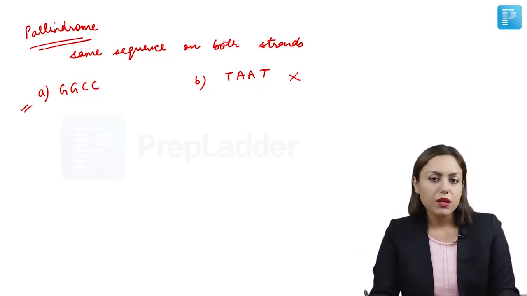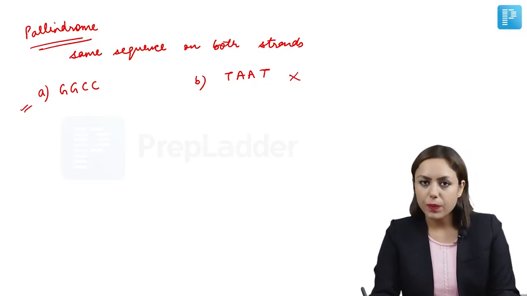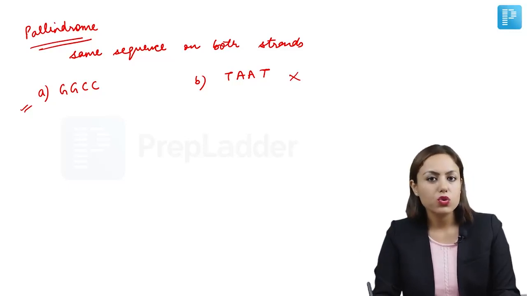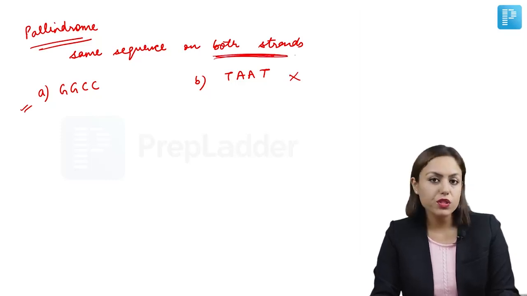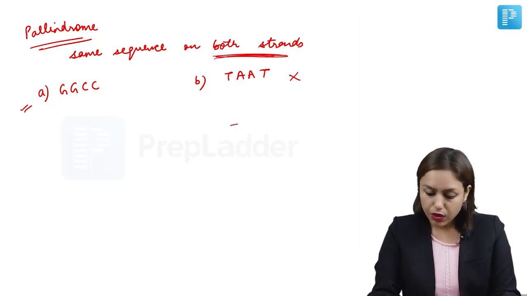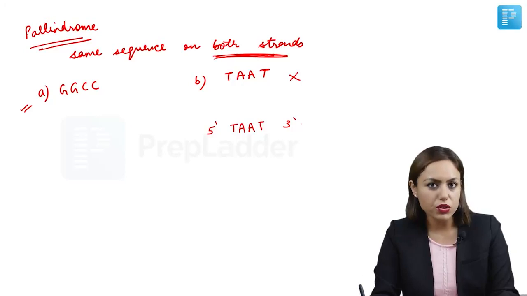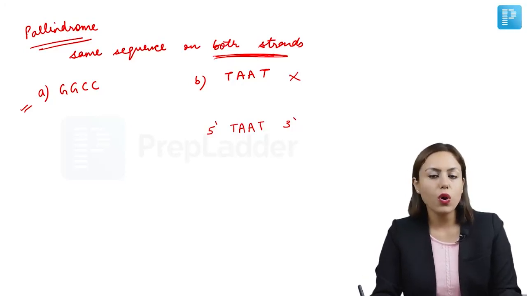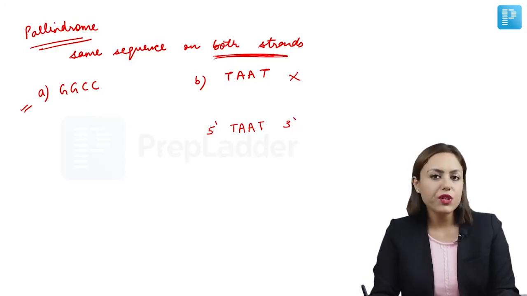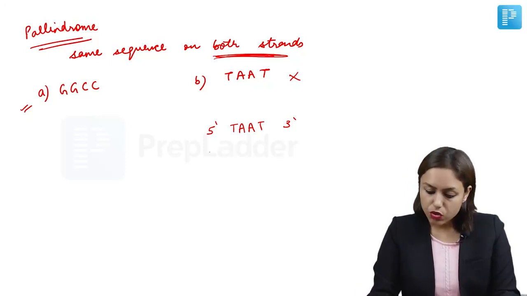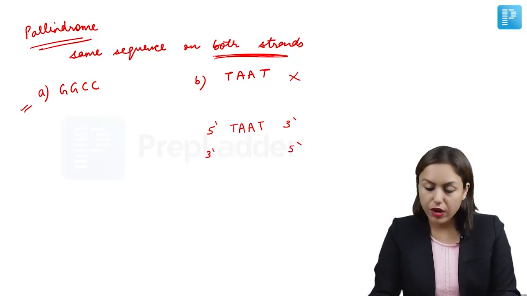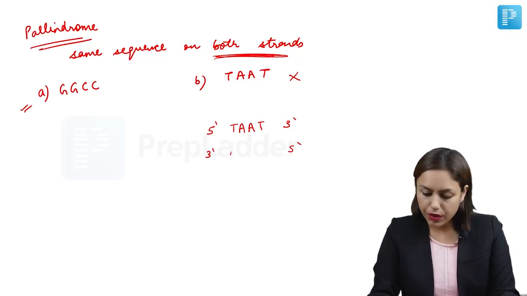How? See, palindrome is present in DNA and DNA is double-stranded. So, we have to check both the strands. The definition also says both strands. So, TAAT written means, obviously this is 5 dash on left side and on right side it is 3 dash. When direction is not mentioned, then obviously left is 5 dash. So, the other strand will be 3 dash here and 5 dash here. So, write the complementary sequence A, T, T, A.